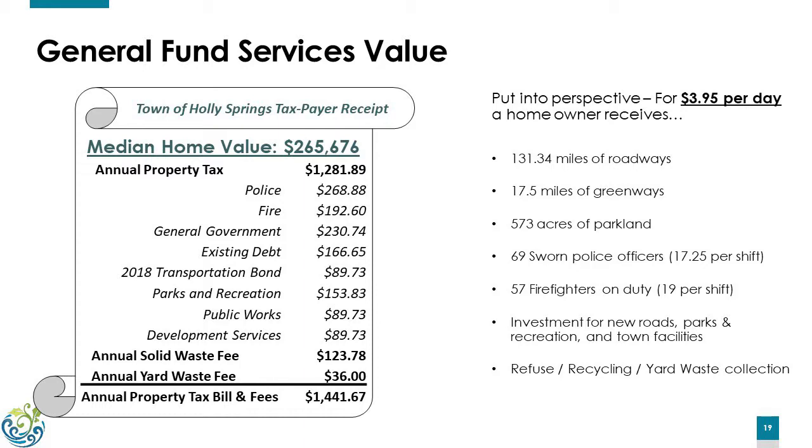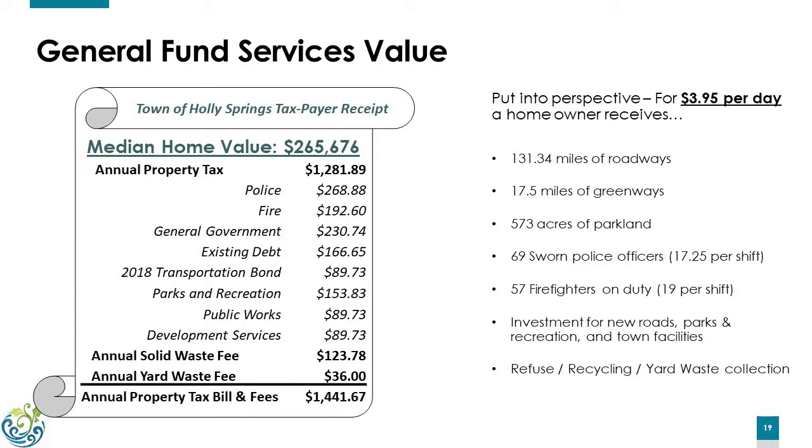And in this receipt, we have a median home value of $265,000. This value was calculated according to the Wake County tax assessor's most recently available data. And again here, when we say the median home value, what we're talking about is that middle point. Half of the homes in Holly Springs are less than $265,000, and half are greater than $265,000 in value. So this pegs it right at the middle.